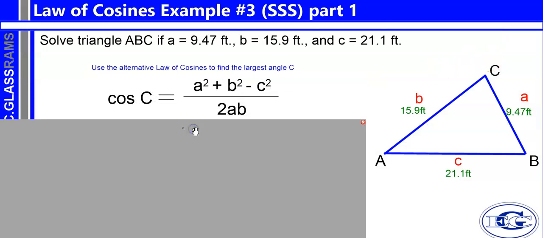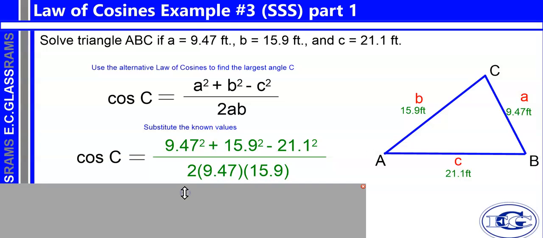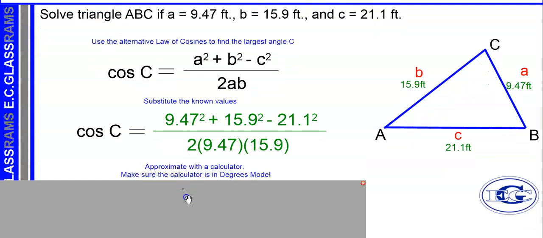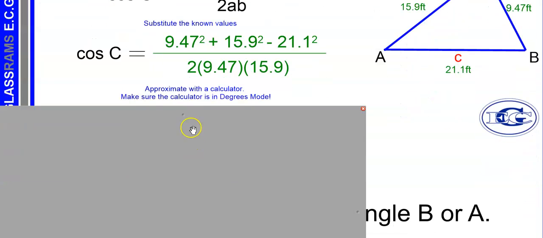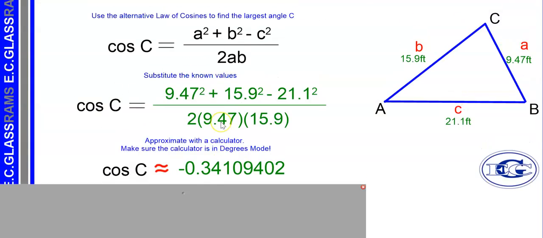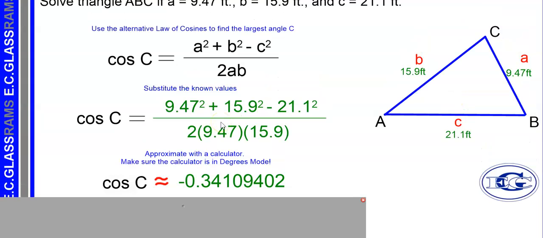So here's the alternative law of cosines, where cosine C is by itself, and we have the entire fraction on the other side. We substitute all the known values in. Again, when you calculate it on your calculator, make sure it's in degrees mode. And we get cosine C is approximately equal to this negative decimal number.